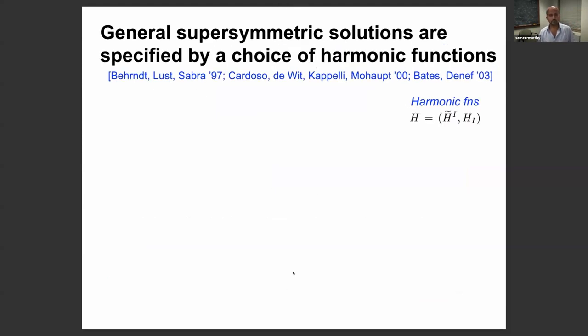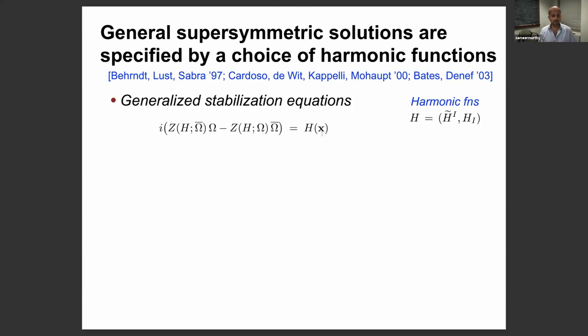So here you can now ask, what is the most general supersymmetric solution? Okay, this is the analog of the question of Todd. There's lots of references between Todd and here. So the important papers by Kallosh, by many people, but these are the ones I followed in this N=2 formalism. And the answer is that the most general supersymmetric solution is specified by a symplectic vector of harmonic functions. All right, so these are called H tilde and H. And the scalar fields, the period vector, is completely determined by this vector equation, which are called the generalized stabilization equations.